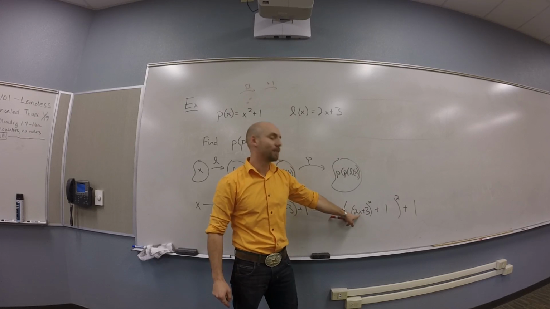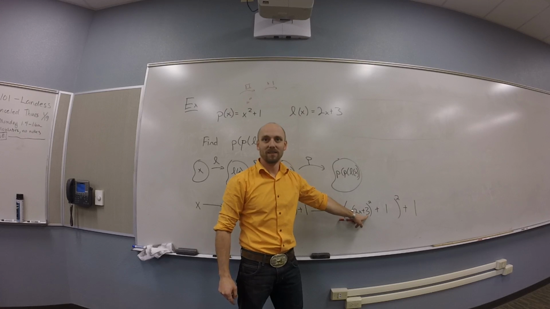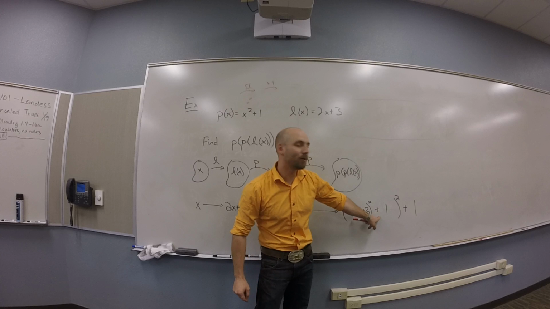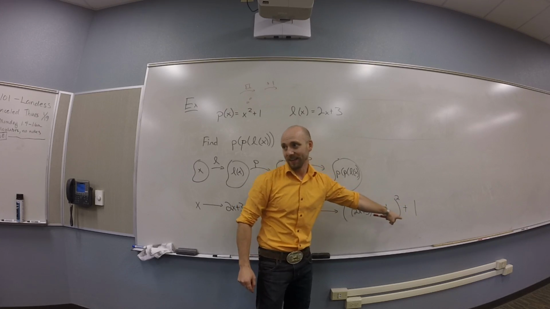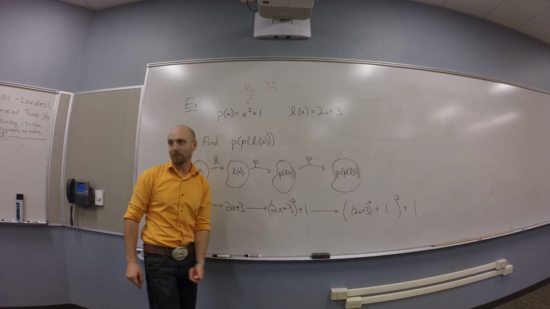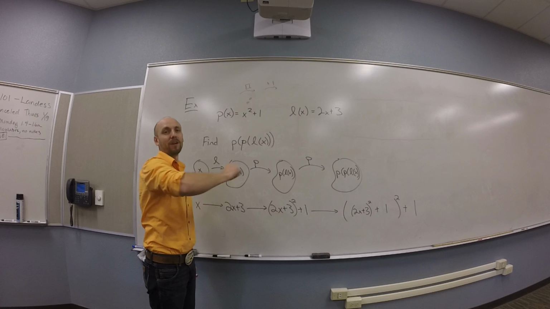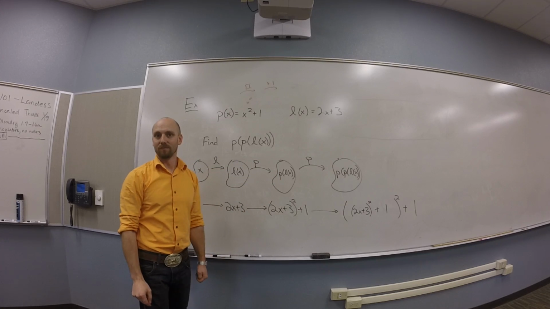The first one's multiply by 2. The next one's add 3. The next one's square that. Then I add 1. Then I square it. Then I add 1 again. So there's 6 steps to execute there. Right? There's multiply by 2, add 3, square, add 1, square, add 1. Cool?